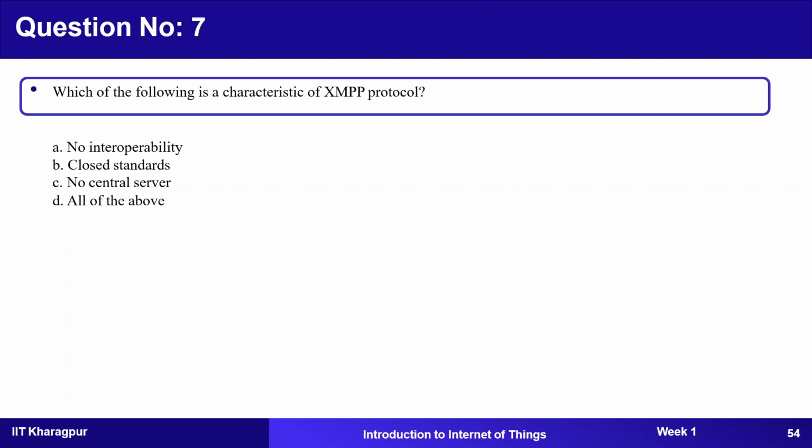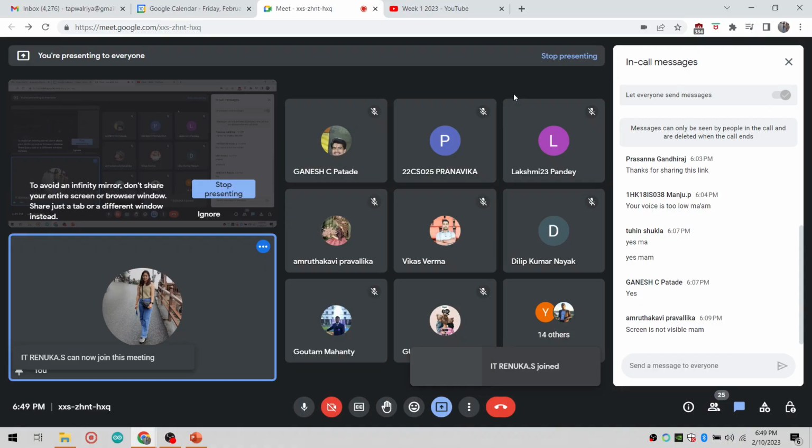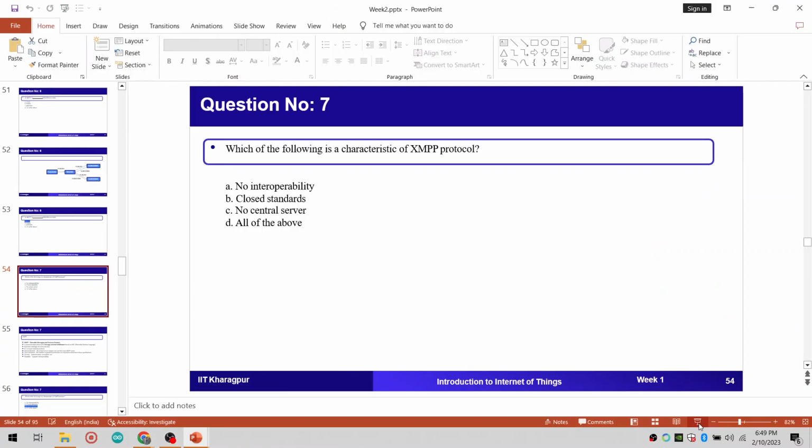Now question number 7. Wait, I think someone is trying to join. Screen is not visible. Now it was visible or not? Visible, ma'am. Okay. Yeah.